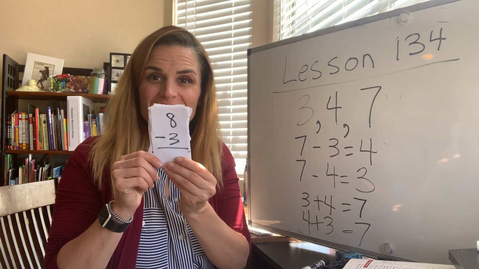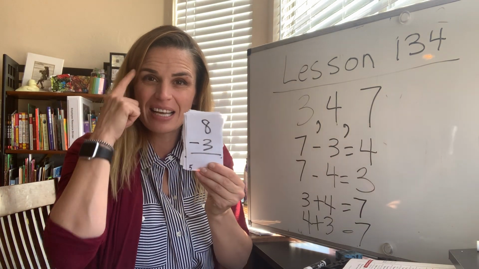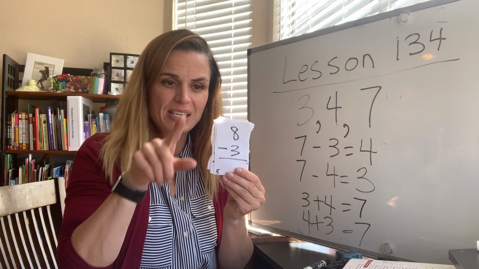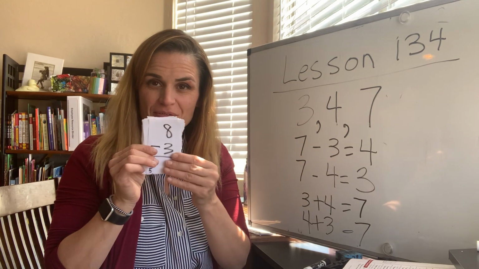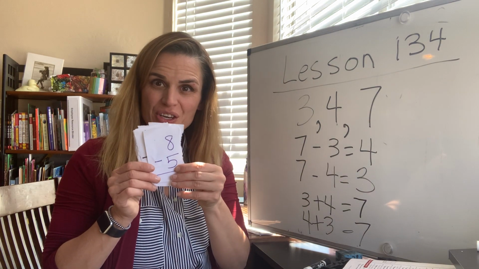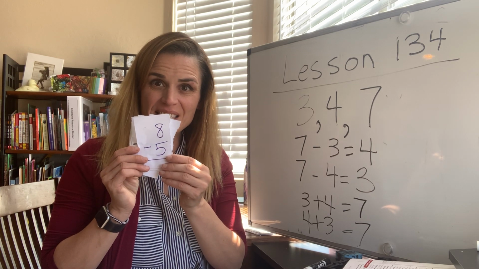All right, so let's take a look. 8 minus 3. 8 minus 3. 8. Count 3 backwards. 7, 6, 5. Is it 5? It's right. It is 5. Good. So that's how you can do it. 8 minus 5 is 3.